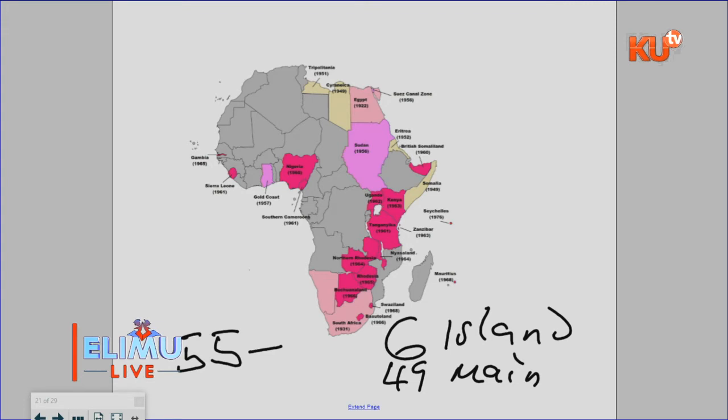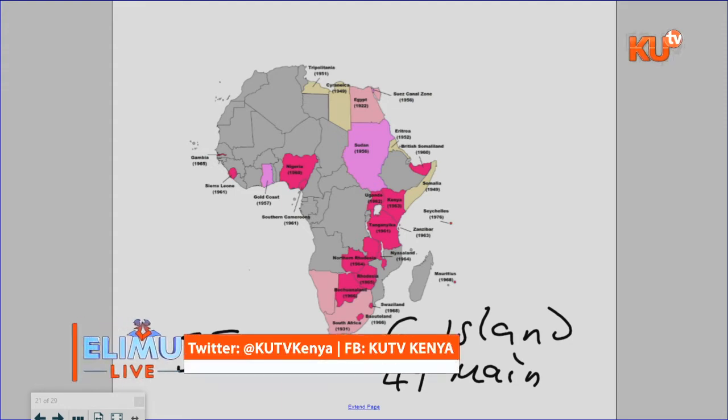So the six islands and the 49 mainland form a total of 55 countries in Africa. Of the six islands, we have four on the eastern side, and those four were purely colonized by France. Then we have another two, Cape Verde and Sao Tome and Principe. Those are the two islands that were colonized by Portugal.